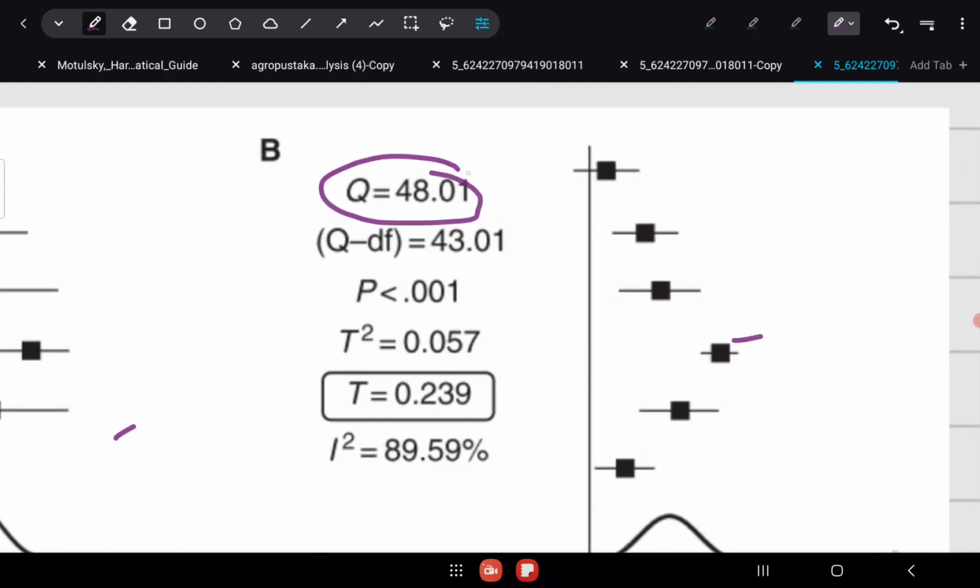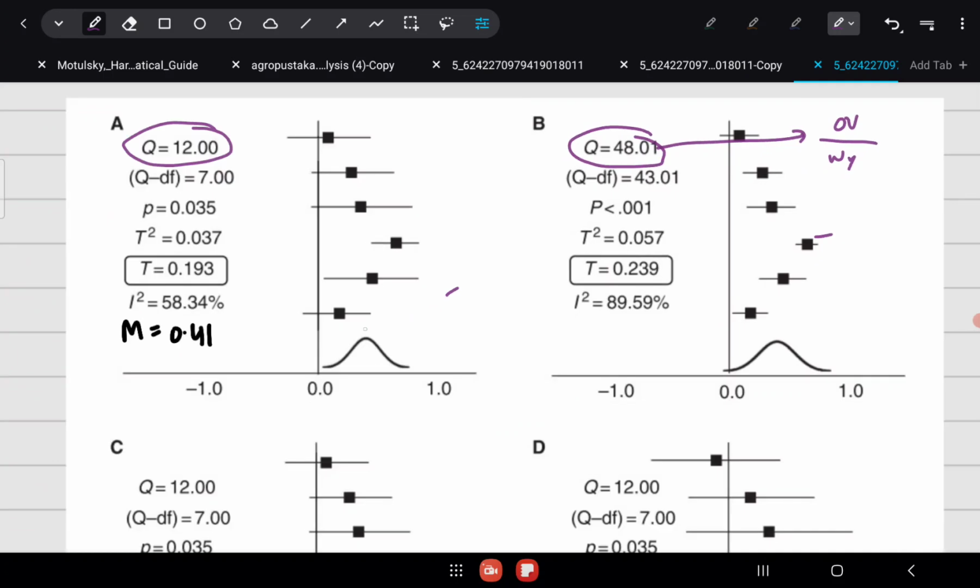If you want to go further, you know that Q is the ratio of observed variance to within study variance, right? So I would say the observed variance is the same. Yeah, it's the same, right? You can see the observed variance is the same for both the studies. Now within study variance is more for A, right? You can see these confidence intervals are much wider for A. So naturally you would expect that the value of Q will be less for A and it will be more for B, right? This makes sense.